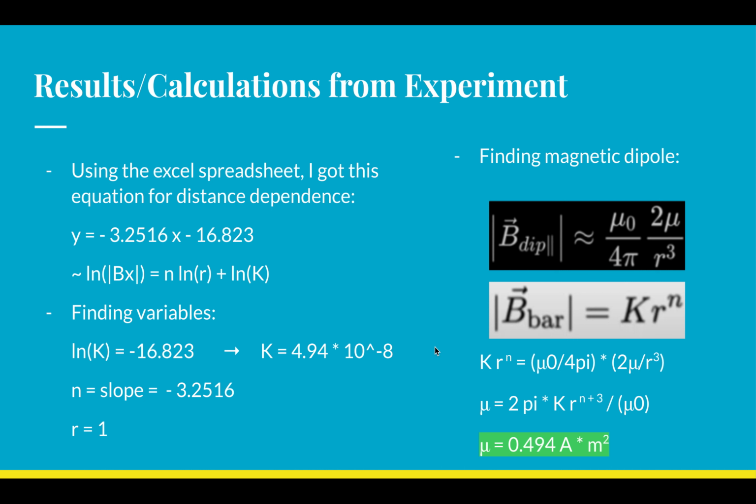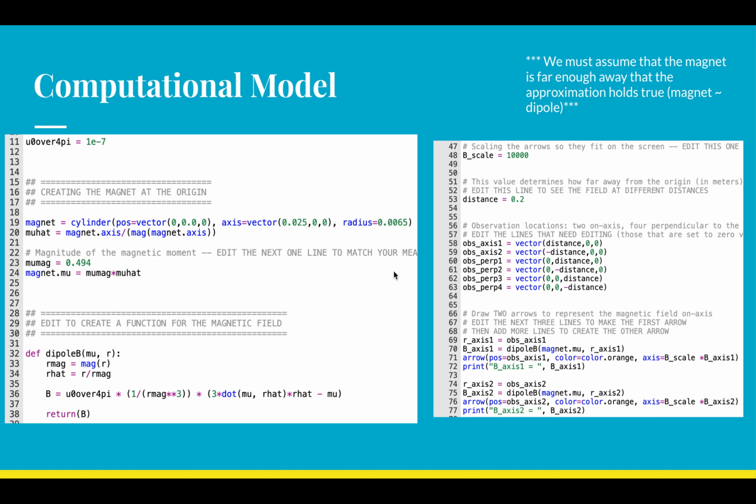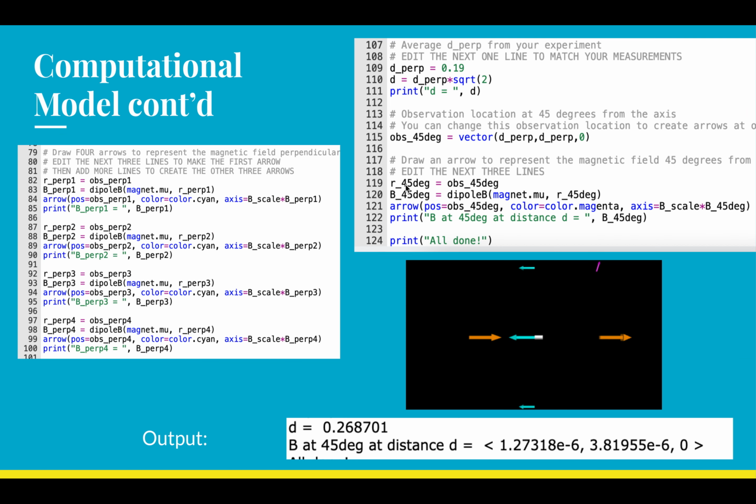In order to find the magnetic dipole moment, we set these two equations equal to each other, and then solve for mu, and then we're going to get 0.494. So for our computational model, I just have to insert that value, 0.494, into my model. This model assumes that the magnet is acting as a dipole so that it is very far from the observation point. So here's my model continued, and as we can see here are the magnetic dipoles, and this is the magnetic field at 45 degrees.